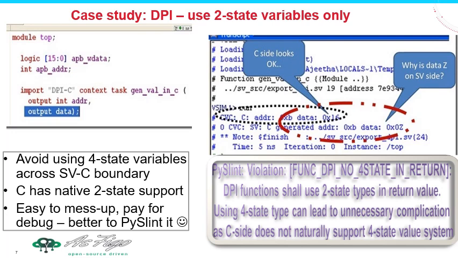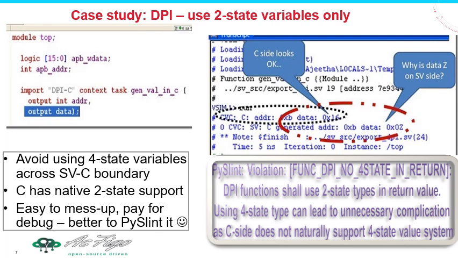Fundamentally, if you go back to the code, you see that for the output data, we inadvertently missed declaring the data type. So what happened? In SystemVerilog, the default data type happens to be logic. Logic, please recall, is a 4-state value, and hence you saw the Z over there. So the main takeaway here is avoid 4-state variables across the SystemVerilog and C boundary. And the simple reason is C has native support for 2-state. You don't have to think too hard, right?